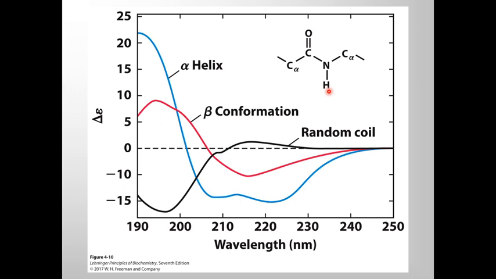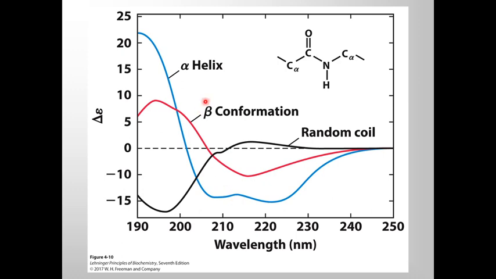And a signal is obtained when the peptide bond is in a folded environment. The difference in molar extinction coefficient for, like I said, the left-handed and the right-handed circularly polarized light, is plotted as a function of wavelength. So delta E, the difference in the circularly polarized light between the left and the right hand, is plotted versus the wavelength. And you will get CD spectra for 3 different secondary structures. For an alpha helix, it looks like this.